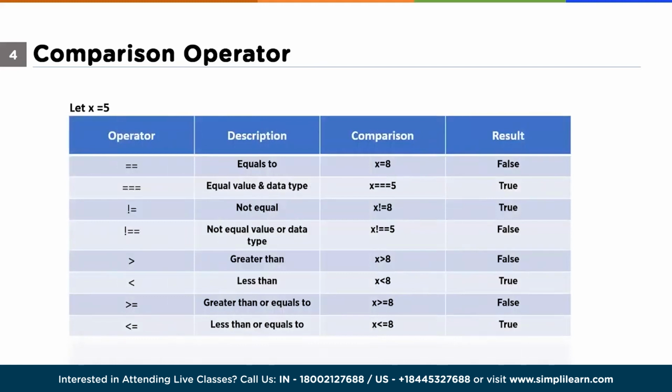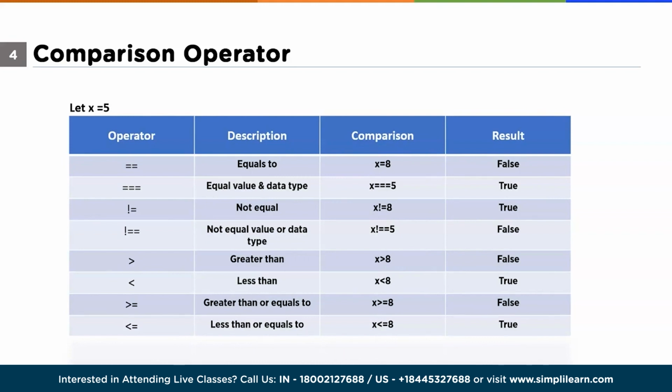Next up, we have the comparison operators. Comparison operators are similar to logical operators in some way. They are also used to check for true and false. As the name suggests, we use comparison operators to compare two values, or we can say to compare two variables using different operators. Here on your screen, you can see the different types of comparison operators present in JavaScript. We have equal to, not equal to, equal value and data type, greater than, less than, and a few more.